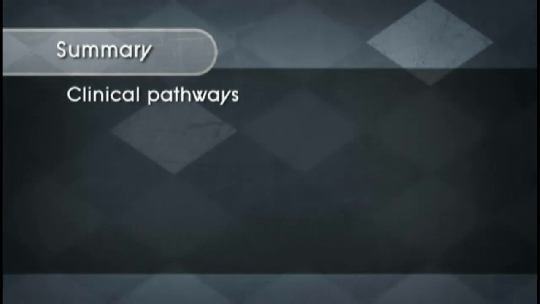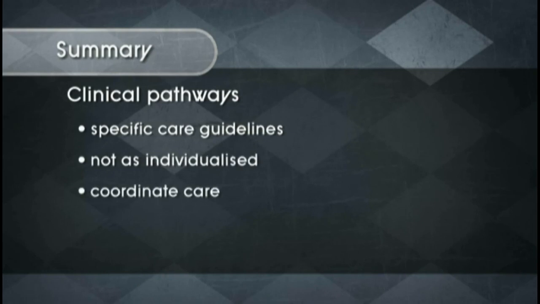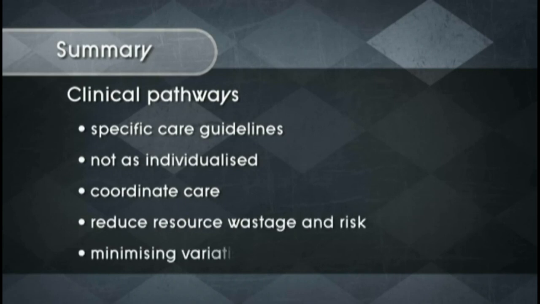Clinical pathways provide the care team with specific care guidelines for patients with particular illnesses or needing specific treatments. They are not as individualised as patient care plans. They are designed to coordinate care across multiple sectors, focus the care team on outcomes, and reduce resource wastage and risk by minimising variations.